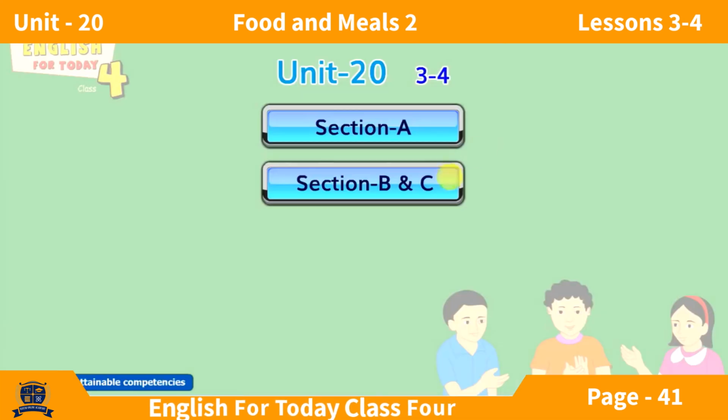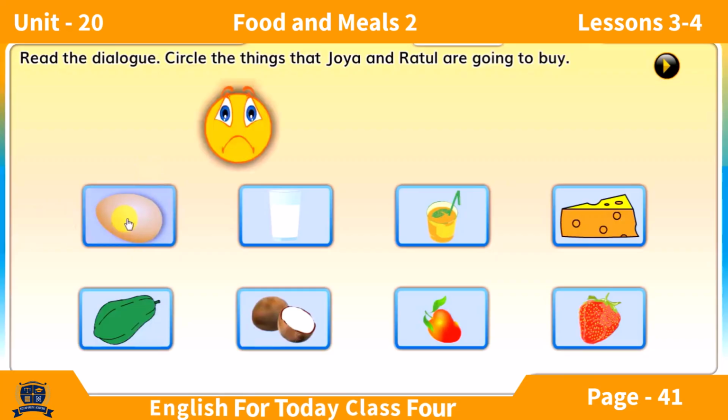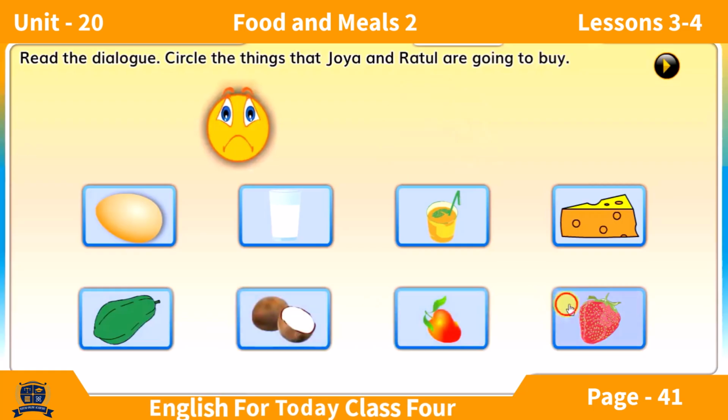Read the dialogue. Circle the lines that Jaya and Ratu are going to buy. Now circle the things in your textbook.